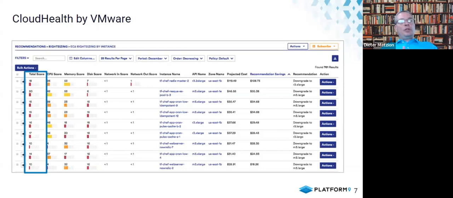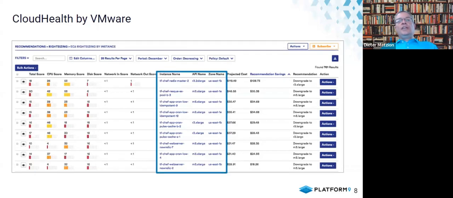However, remember, we talked about memory and disk utilization. This will become important later as we go into the pros and cons. Next, we see the instance name. So this is the name that the engineer gave the virtual machine. We also see the API name, which is the type and size of the virtual machine, and the zone in which the virtual machine is running. So this is good information. It is actionable. But keep in mind that it does not show the owner. So not the engineering team, the engineering leadership, the business unit, the cost center, any of this kind of information, and that will become interesting when we go into the pros and cons.